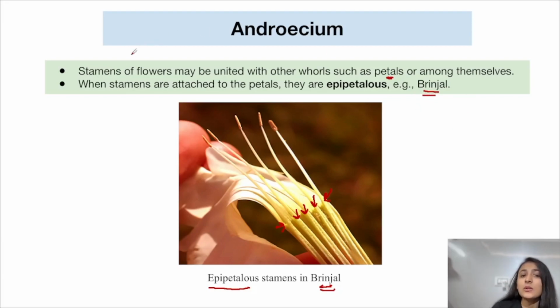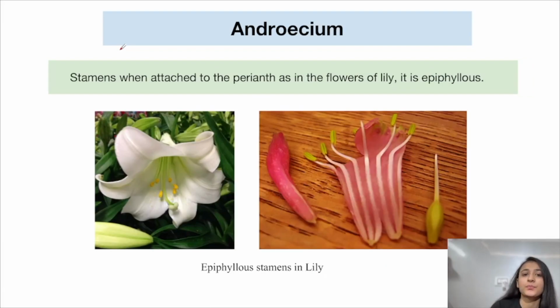Okay. Now, stamens can also be united among themselves. Okay, they can be fused with each other also. Okay, so these are the 2 cases that can be seen. Now, stamens can also be attached to the perianth of the flowers, as in the flowers of lily. So, we studied the presence of perianth in the flowers of lily.